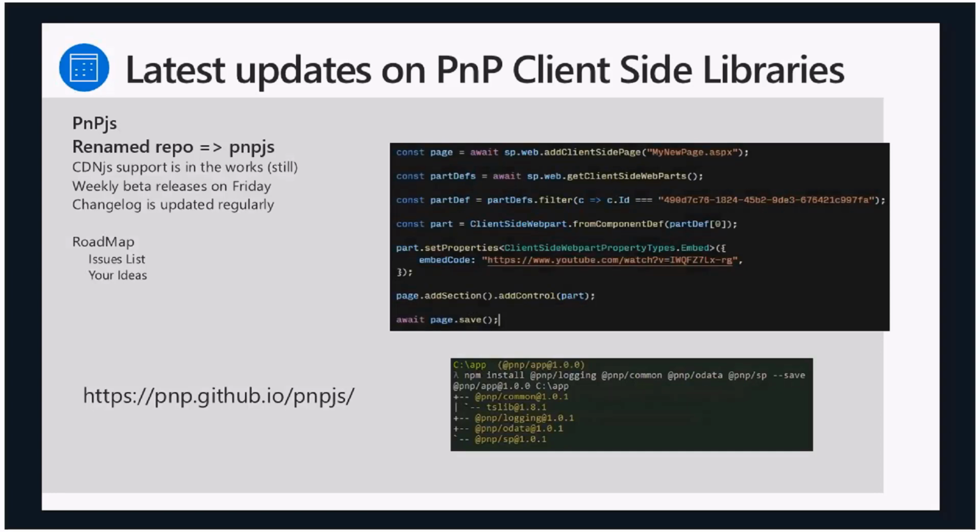CDN support is in the works. There's weekly beta releases on Friday. So Patrick is planning to release a new version on Friday this week together with the community members. Changelog is updated regularly. There are updates on the roadmap, and please, please, please report issues on this one as well. pnp.github.io/pnpjs is the URL and documentation for this one. But more changes on this one obviously next time when Patrick is also available.